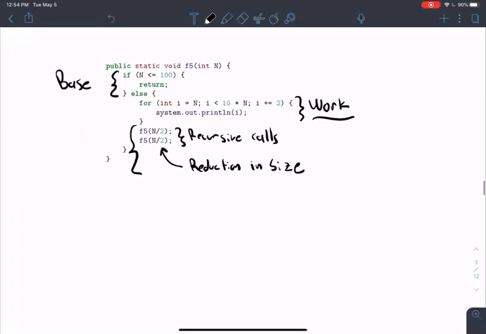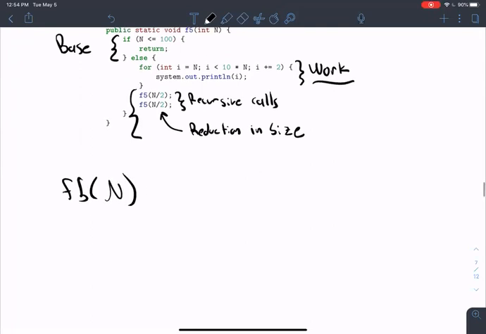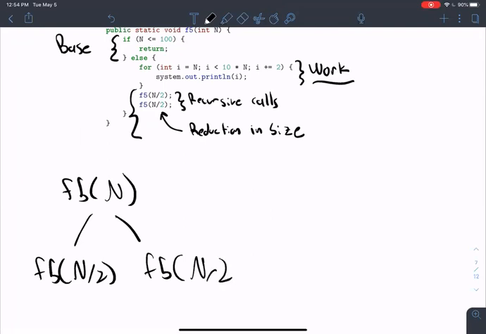So let me show you what I mean. Somebody kicks off the recursive dominoes with, they call F5 of n, right? And that will call F5 of n over 2 and F5 of n over 2. So this initial function call calls the function twice with the parameter n over 2, but it also does some work, right?